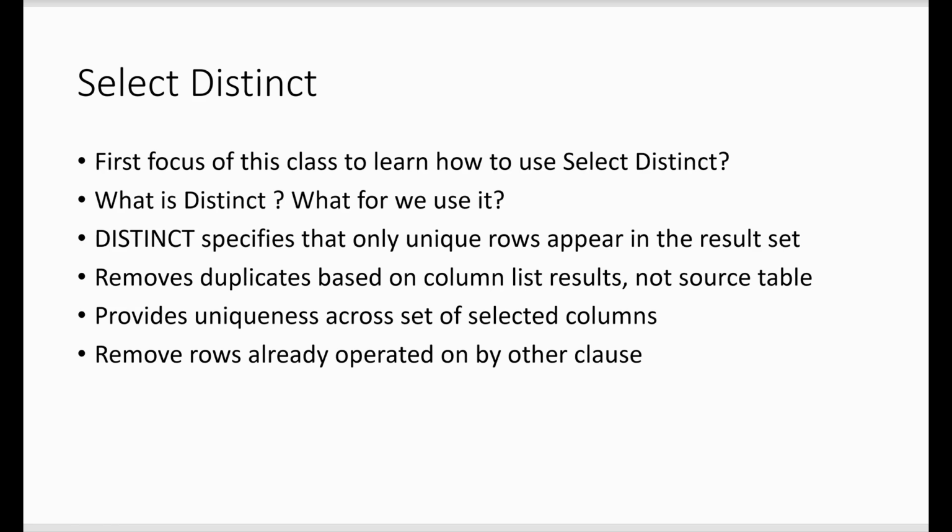Distinct specifies that only unique rows appear in the result set. It removes duplicates based on the column list, in the results, not the source table. It provides uniqueness across the set of selected columns. It removes rows already operated on by other clauses. Basically, distinct is removing the duplicates in a set of columns.